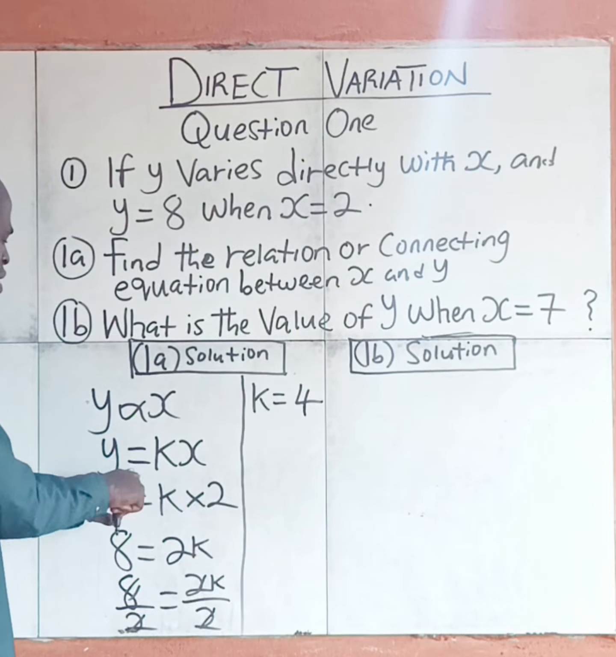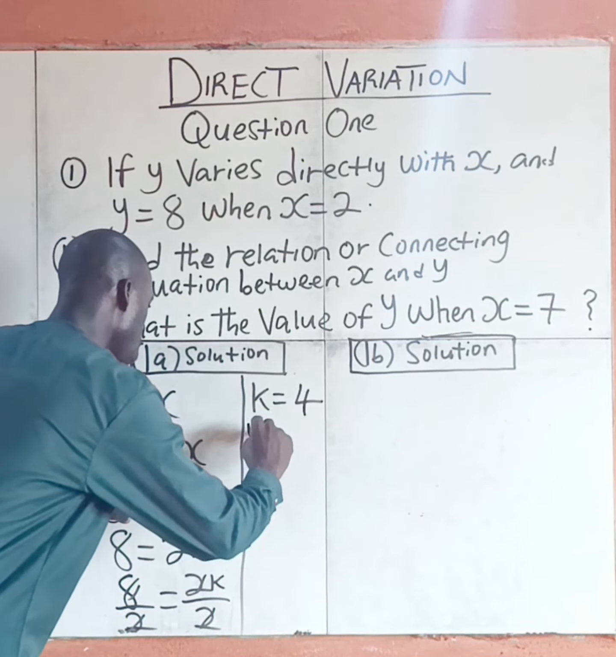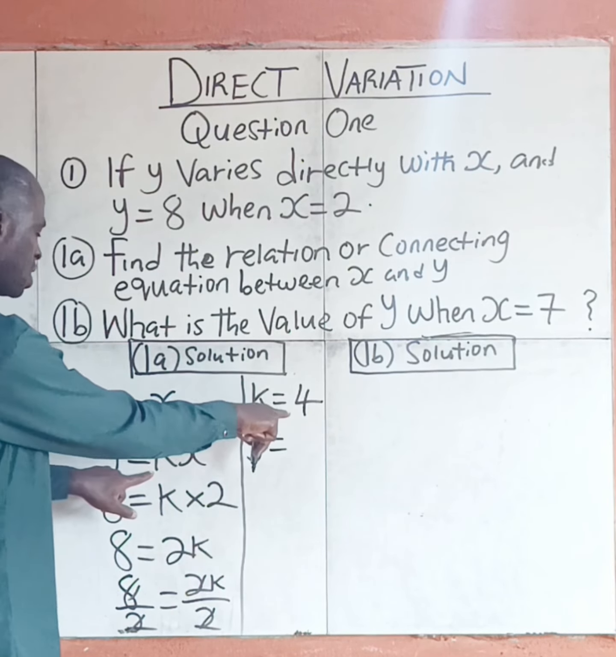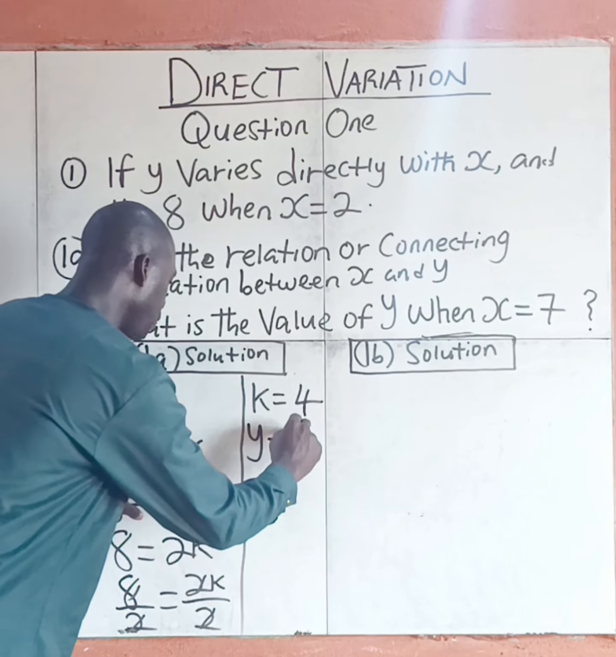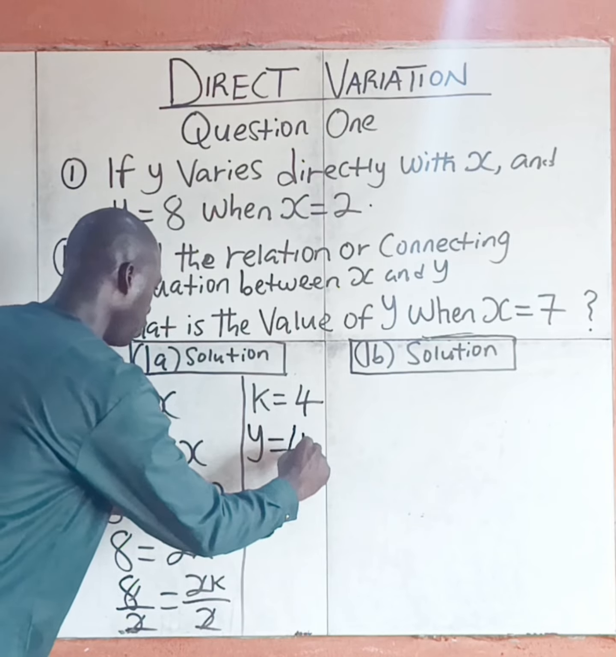Can you clearly see for yourself where you're having y equals kx? Can you see? So I'm coming here to say y equal to, have you gotten your k? Yes, this is my k. Wherever you see k, what are you going to write? You write 4, you substitute the value of 4 in there.